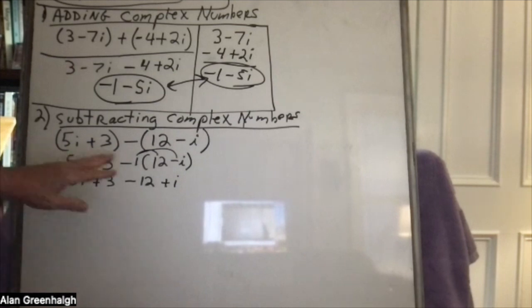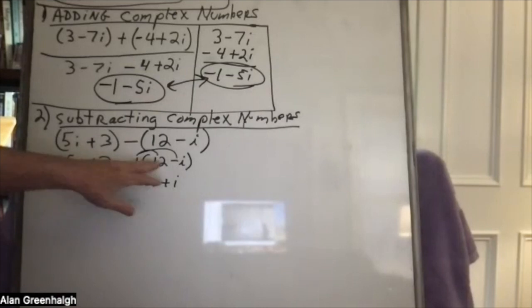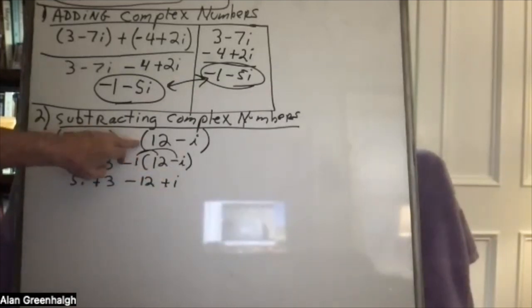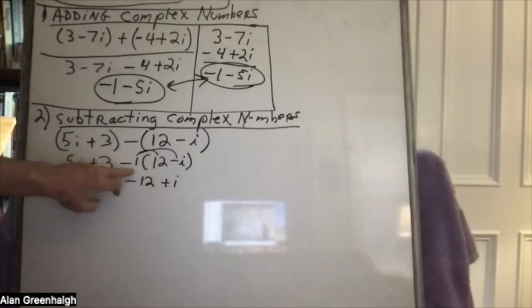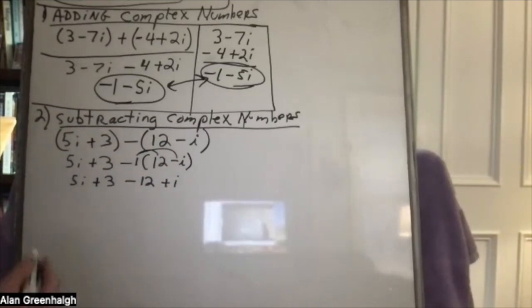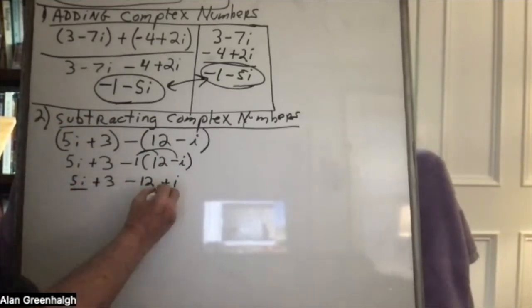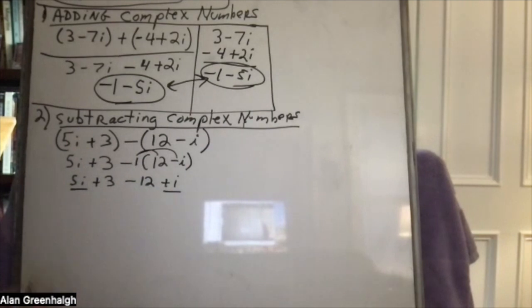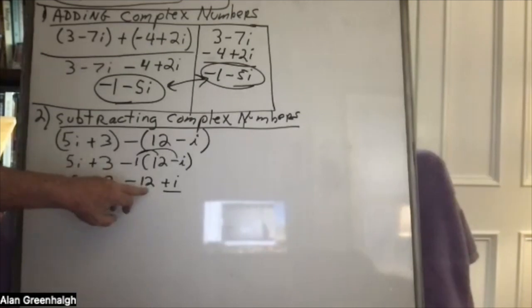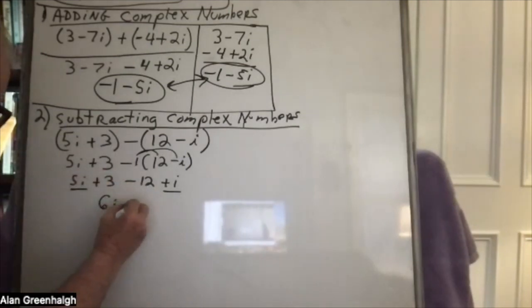Okay, I'm just using the distributive property to make it easier for myself. I stuck in a 1 because there was no 1 there, so I put in a 1. And then I just multiplied. This times this times this. And now let's just combine like terms. 5I plus 1I is equal to 6I. And positive 3 and -12 is -9.